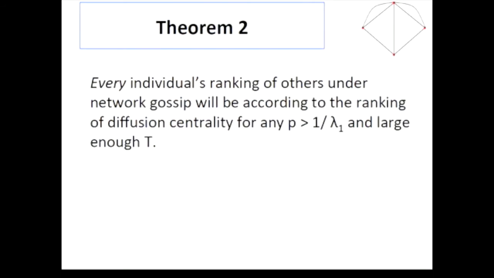Are there any questions on that idea? Is the concept pretty clear? Okay, so what's the theorem? Theorem two: every individual's ranking of others under network gossip will be according to the ranking of diffusion centrality for any P bigger than 1 over lambda 1, the reciprocal of the first eigenvalue of the matrix, and large enough T. And just to give you an idea, in these villages, the reciprocal of the first eigenvalue turns out to be about 0.03 or 0.04. So it's a fairly low probability; if you're spreading above that, you're good.